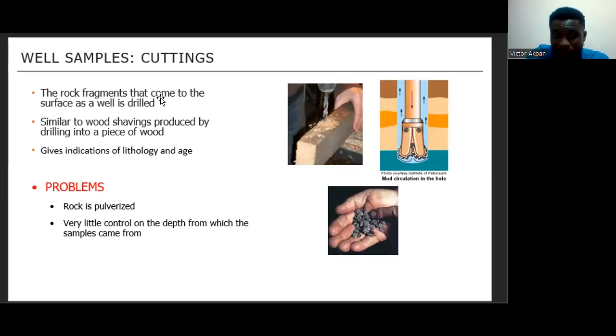Of course, they are cheap to get. They're also very quick to analyze, and they give indication of lithology and even the age. But the problem that we encounter with ditch cuttings is that the rock sometimes is pulverized, crushed, so we cannot get the precise properties that we need from these ditch cuttings. Again, sometimes there's a disparity between the depth at which that cutting comes from and the time it travels to the surface of the earth where it's collected and then analyzed.